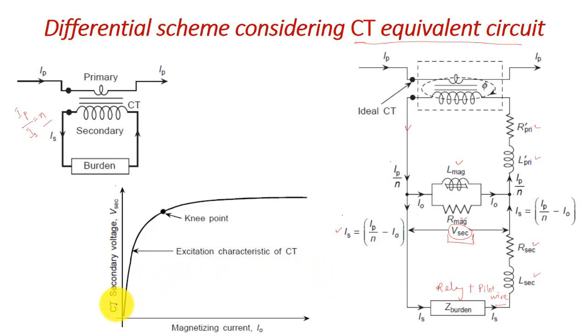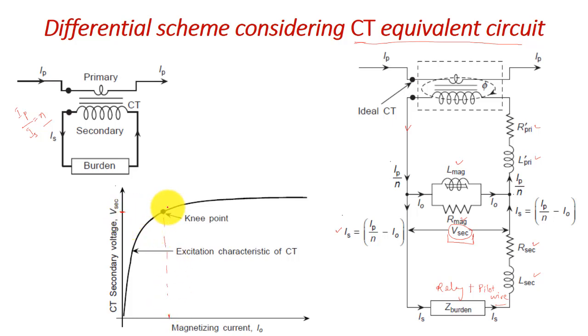If you plot the CT secondary voltage versus the magnetizing current, we will find a curve like this, right? As we increase the magnetizing current up to the knee point, it will be fine, approximately linear. After that it saturates and the magnetizing current increases very quickly. So when this secondary voltage V sec increases up to this point, the magnetizing current is fine, it is up to this.